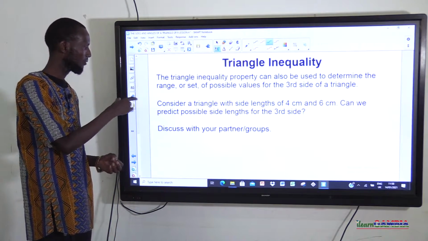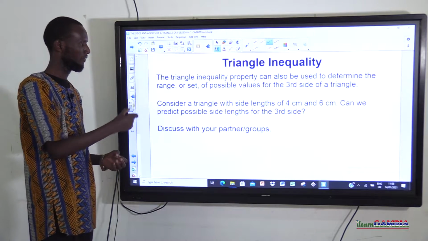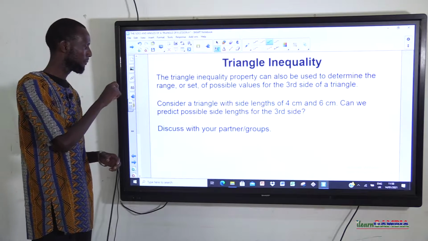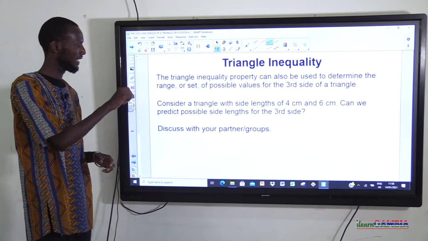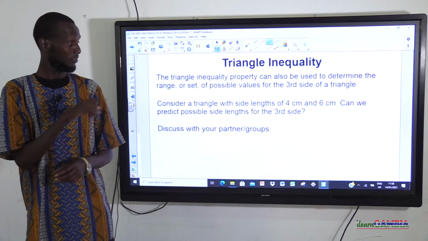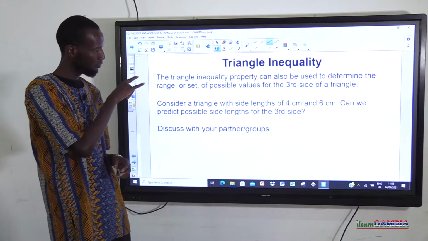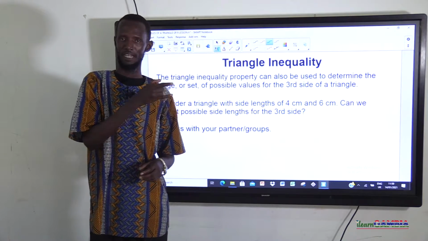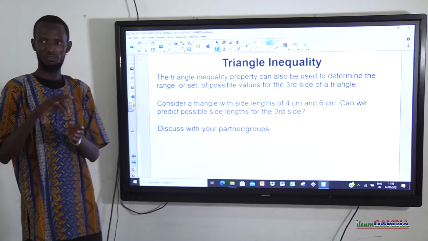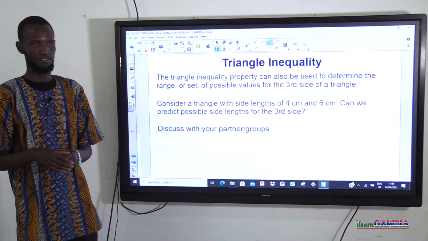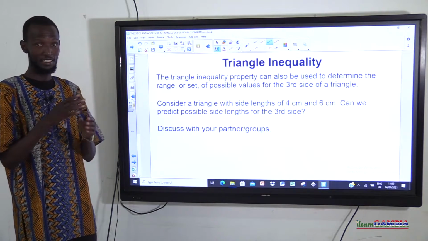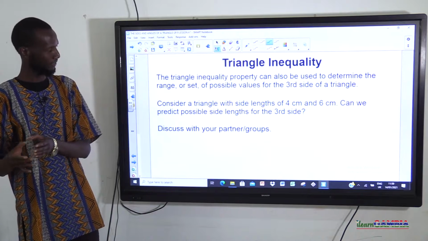Consider a triangle with sides of length 4 centimeters and 6 centimeters. Can we predict the possible side lengths of the third side? Okay? So here we have only been given 2 of the sides. Now I want to find a way that we can predict the possible lengths of the third side. Okay? That's something we need to think about. And let's see if we can actually get it.